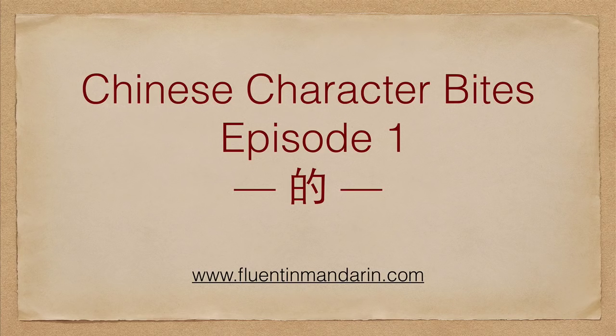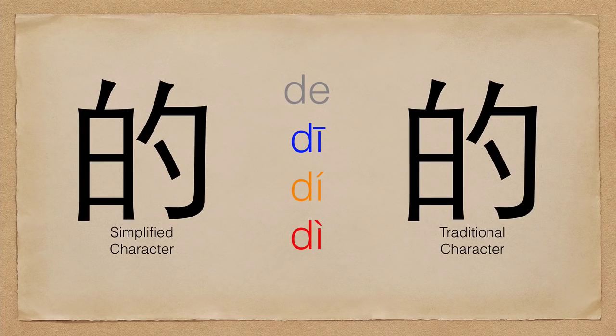Okay, so let's have a look at our character for today. So this character is normally, I would say, more than 90% of the time pronounced "de" in the neutral tone. However, there are a couple of exceptions. In a few particular words, it can be pronounced dí, or dì. As you can see, the traditional version of the character and the simplified character are exactly the same, which means that the original traditional character has not been simplified. So that makes things easier for us.